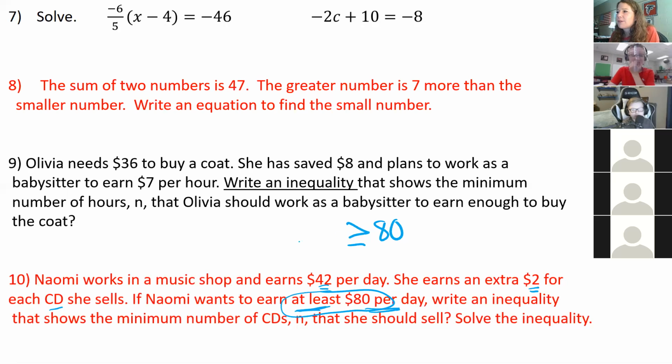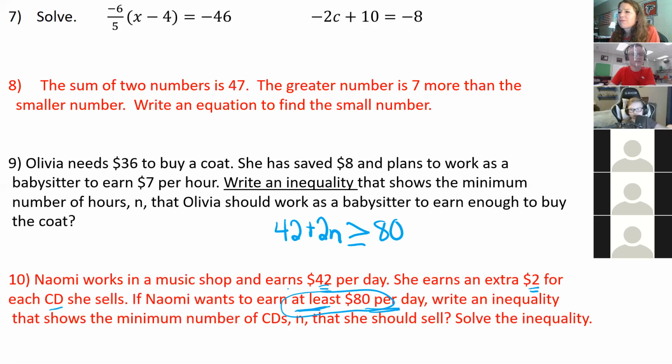All right, what are we gonna write? What's the side over here gonna be? 42 plus 2n. I love it. Yes. That's it. Exactly.